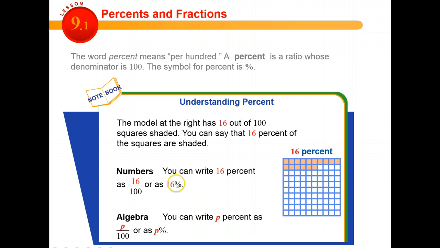Again, this little percent sign is the same as this division bar, fraction bar, in 100. And when you do talk about algebra, p just means whatever number. So we're just talking about some percent. We don't know what it is. We'll call it p. So you can either write it as p over 100 or p percent.